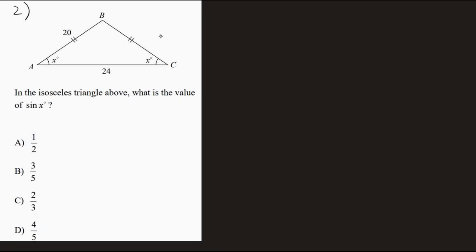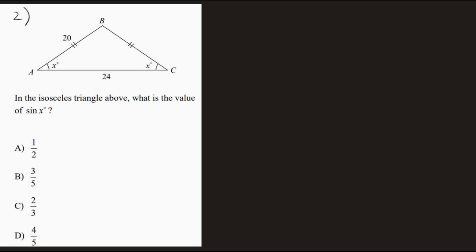Now we have a triangle with the same base angles, and this is called an isosceles triangle. It has the same legs. In the isosceles triangle above, what is the value of sine x? For this particular question, we can solve it by making a right triangle out of here. This is the right angle, and because the sides are the same, this will be 24 divided by 2, which is 12. Now we can use Pythagoras.